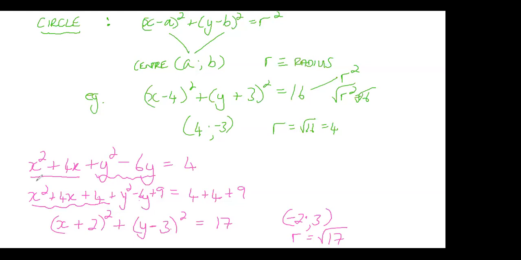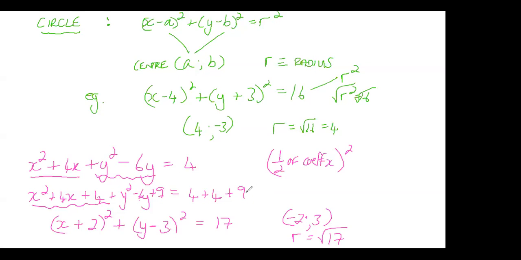So you are completing the square basically. You're adding something, but then adding it to the other side. What do you add? Half of the coefficient of x, and then you square it. Half of 4 is 2, and when you square 2, you get 4. Half of 6 is 3, 3 squared is 9.